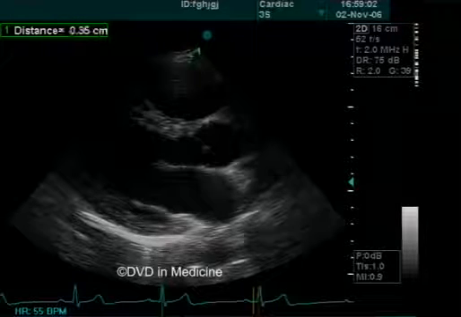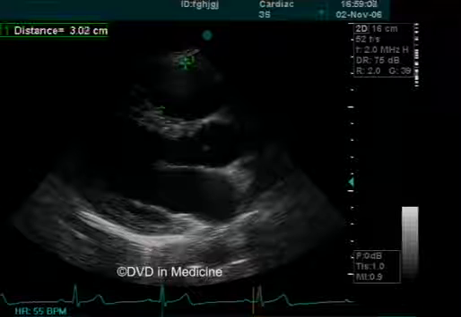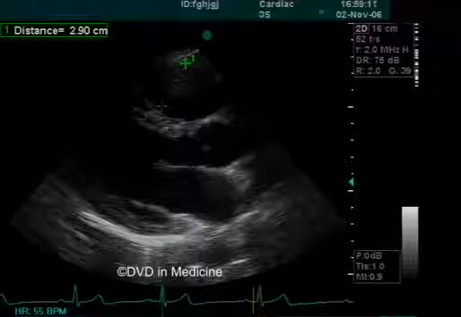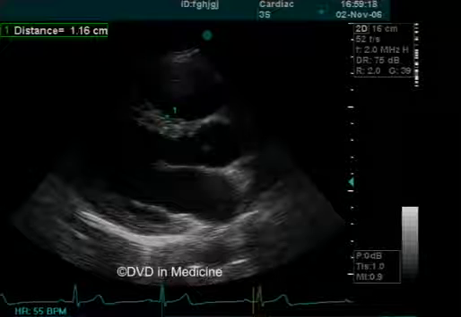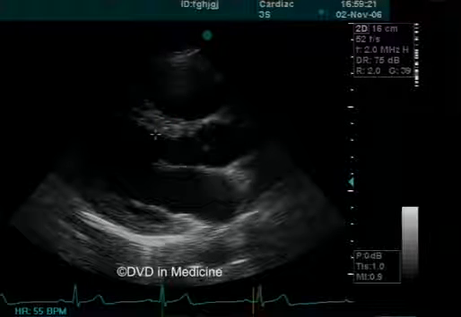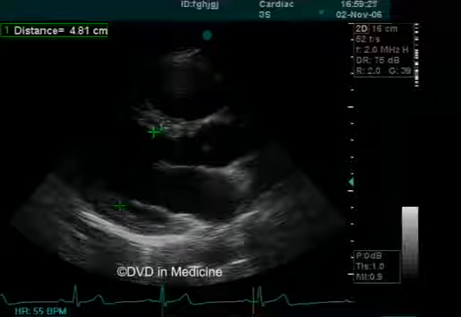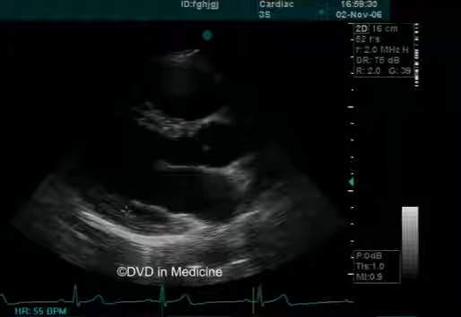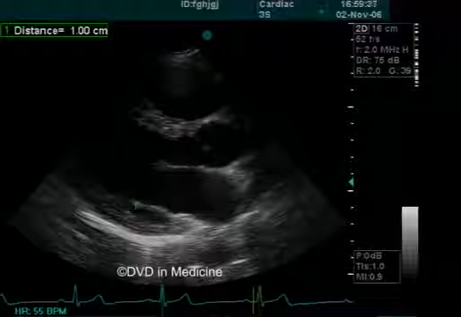The anterior right ventricular wall, right ventricular cavity, interventricular septum, left ventricular cavity, the posterior left ventricular wall.